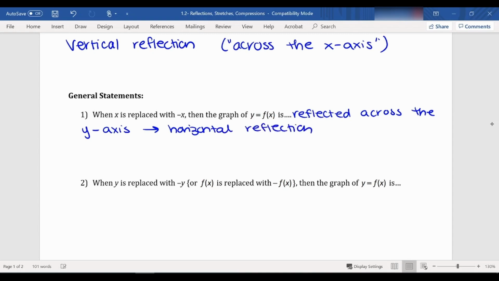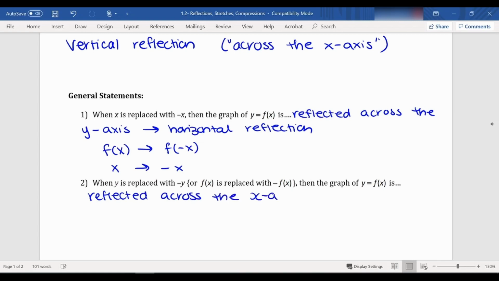We think of that as f of x being mapped to f of negative x, or x being mapped to negative x. When y is replaced with a negative y, or f of x is replaced with negative f of x, then the graph is reflected across the x-axis, which is a vertical reflection.